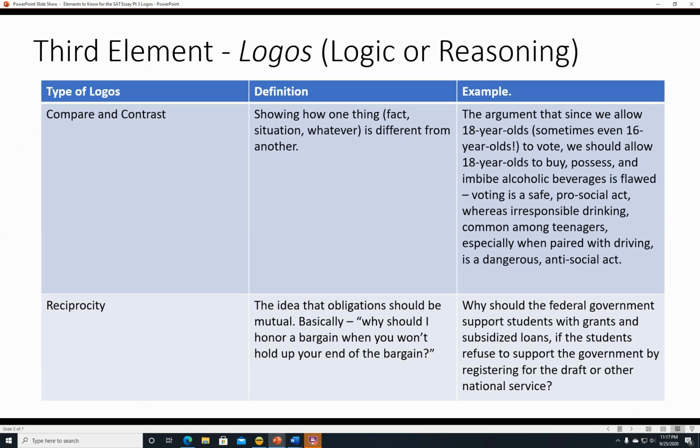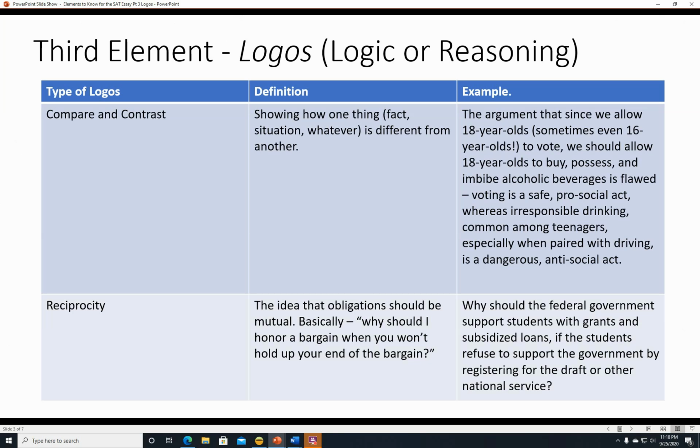So let's move down. The third element is logos, which is logic or reasoning. I'm sure logos and logic are the same root word. Logos is probably the root word of logic, so just remember it that way. It's logic or reasoning. The first type of logos is comparing and contrasting. You can show how one thing, a fact, a situation, or whatever, is different from another. Once you've shown how they're the same and shown how they're different, you can distinguish it in a way that helps your argument.